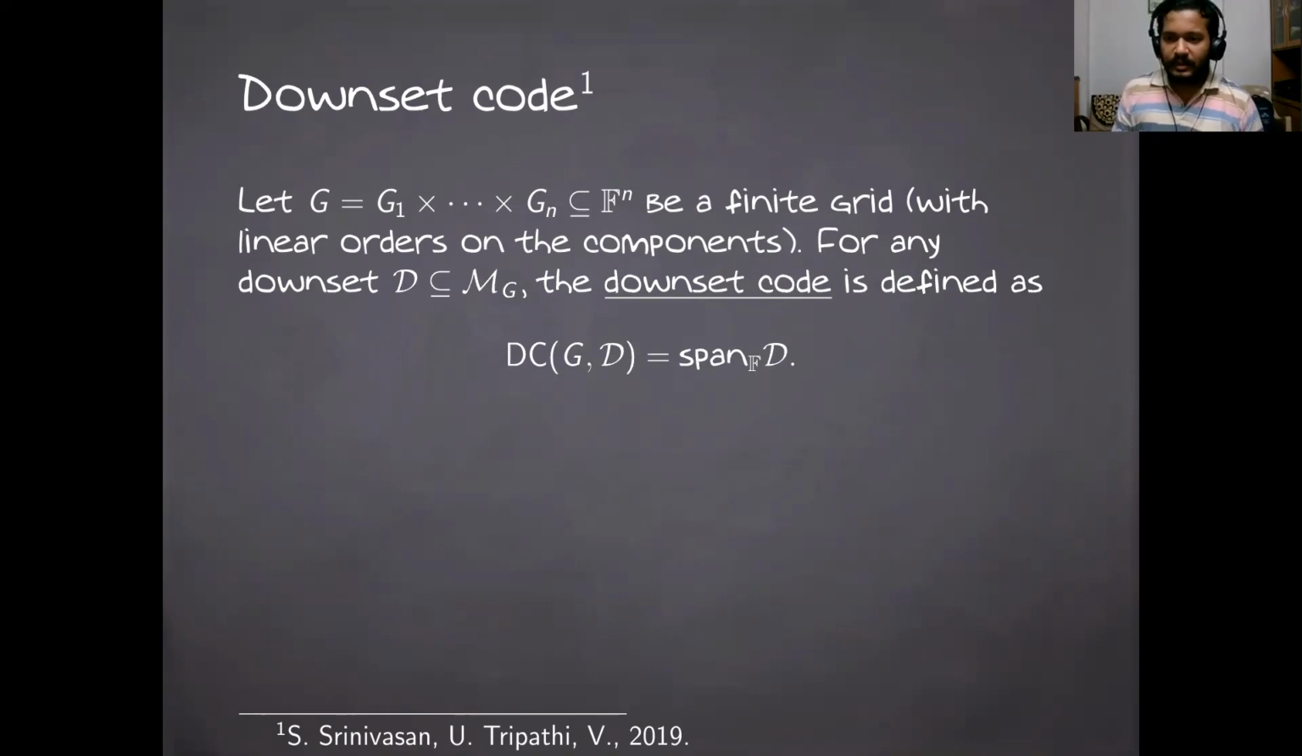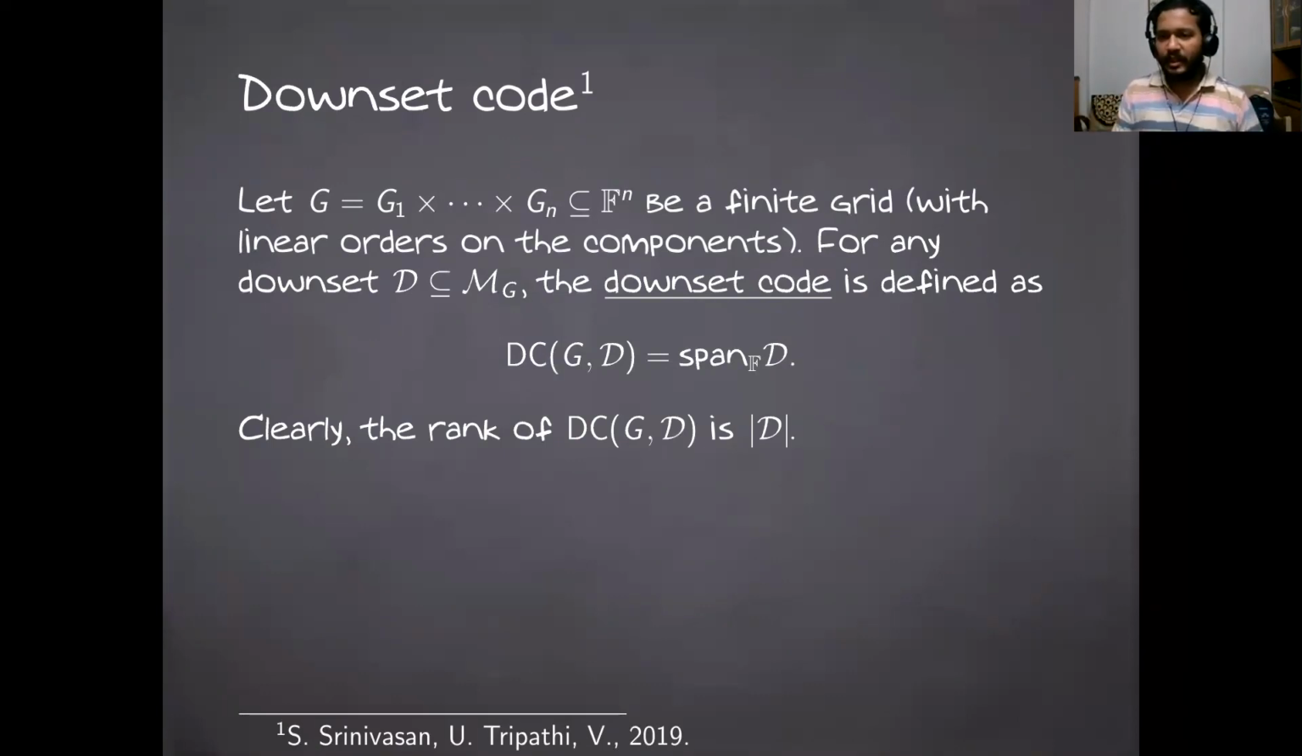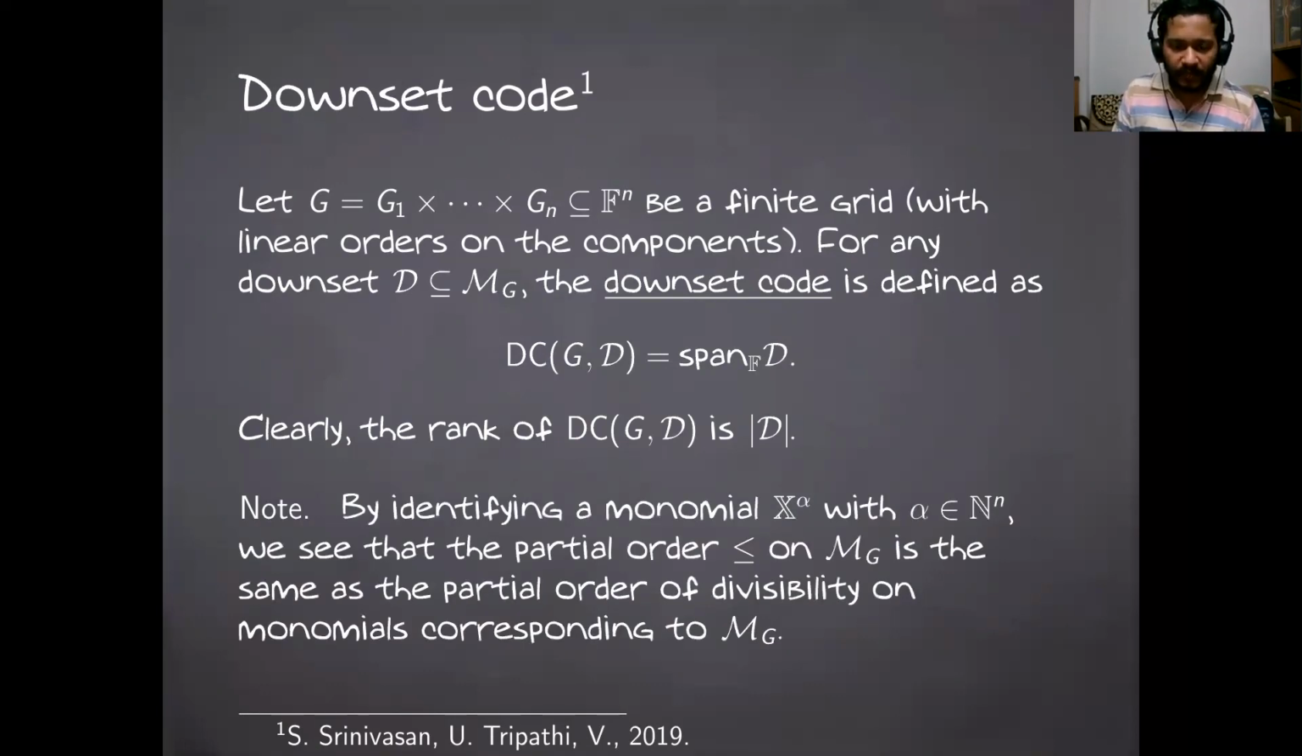That's all. So this generalizes most of the examples that we have seen so far, and it's a much larger class. The rank is exactly equal to the size of the downset that we have taken because the monomials are all linearly independent. And as I mentioned earlier, when we identify monomials with their multi-indices, we also note that the partial order on M sub G is exactly the divisibility partial order on monomials.